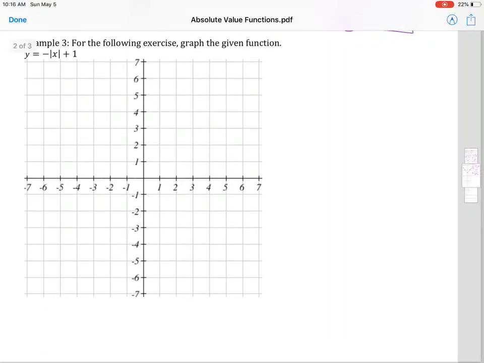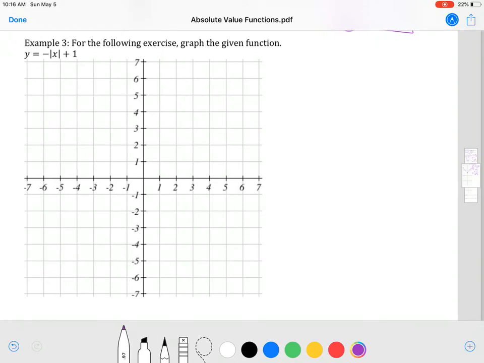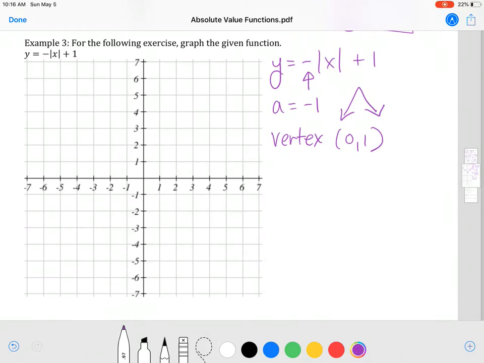Example 3. We have y is equal to negative absolute value of x plus 1. In this case, my a is negative 1, so I know when I graph it, I'm going to have an upside down V. My vertex, or my h and k, is going to be 0 and 1. Now I've got to find my x-intercept and my y-intercept.